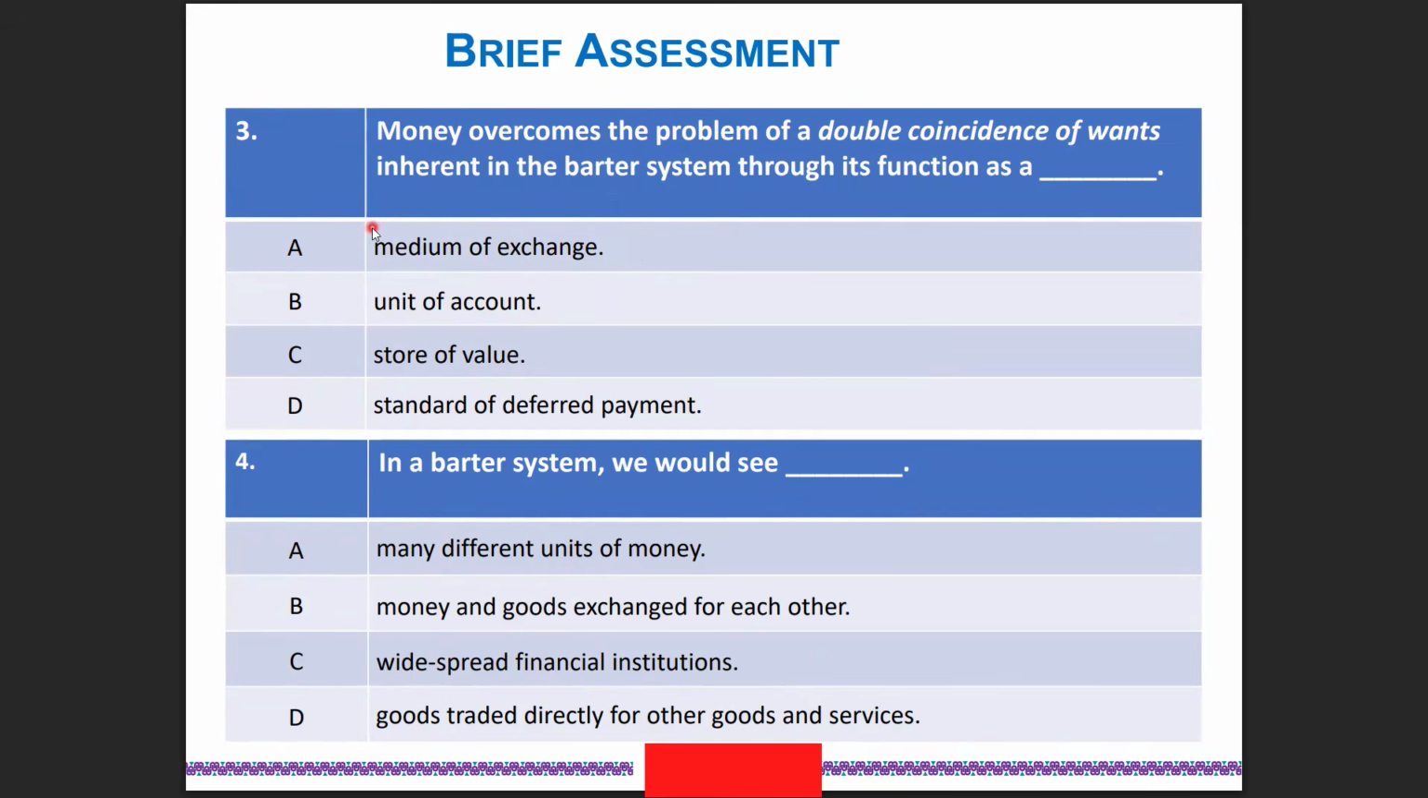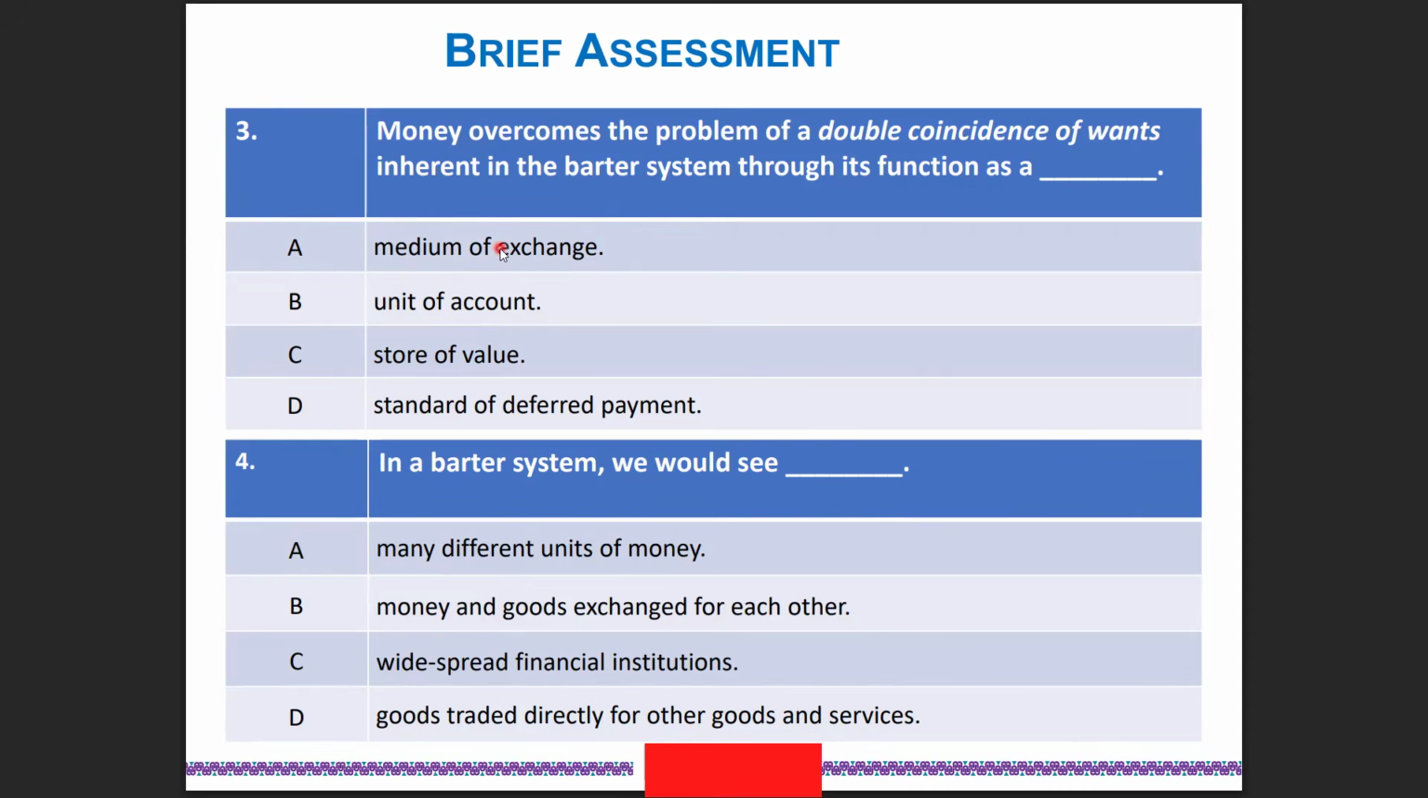So the answer here is A. Remember we said, using money as a medium of exchange solved the double coincidence of wants problem, whereby you go around looking for a person that has what you want and wants what you have, right? Using money as a medium of exchange, I can just buy anything. I don't have to find someone with the 20 rand so we can exchange 20 rand.